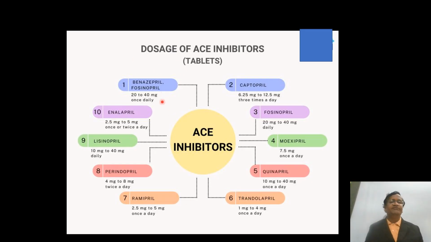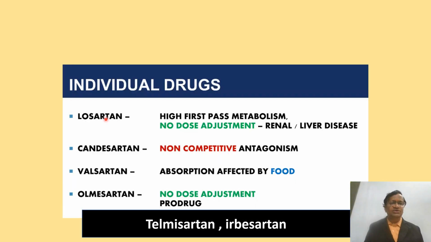We know benazepril comes as 40 milligrams, enalapril 2.5 milligrams, lisinopril 5 milligrams, perindopril 4 milligrams, ramipril 2.5, trandolapril, quinapril, moexipril, fosinopril, and captopril. Captopril was first launched. These individual drugs: losartan, candesartan, valsartan, olmesartan, all these so many sartans. So this is telmisartan and irbesartan. These are the drugs which act on the RAS. One is ACE inhibition. The other is angiotensin receptor blockade.